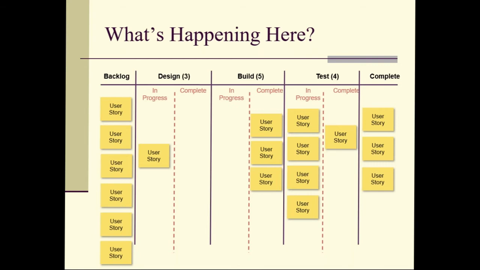There's no design ready. Now, my build is complete. There's 3 user stories that are done. They're just sitting there waiting for the testers, but my testers are swamped. They've already got 4 things to work on, and 3 more things that are ready for them to work on. The testers are swamped. So what's happening here?